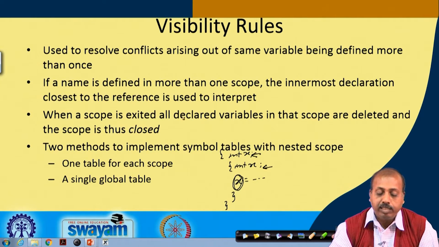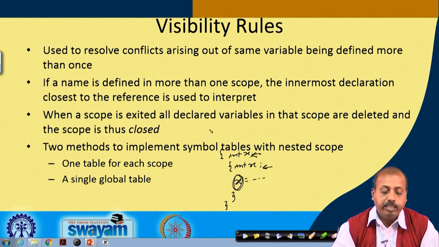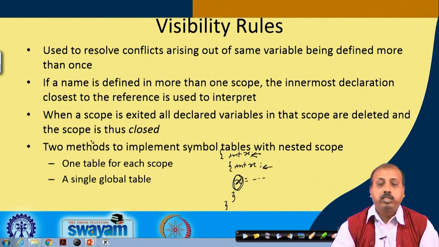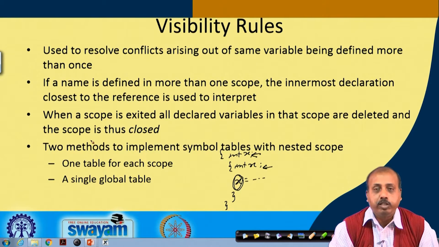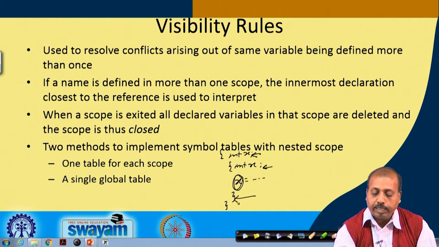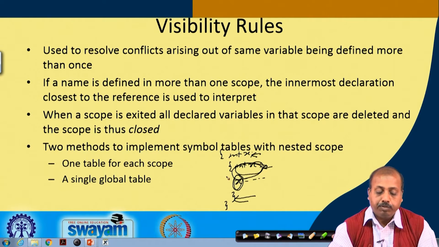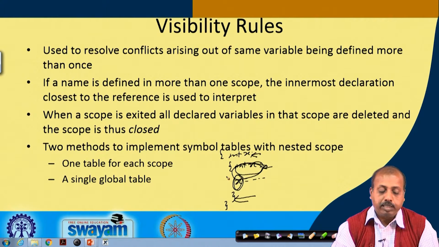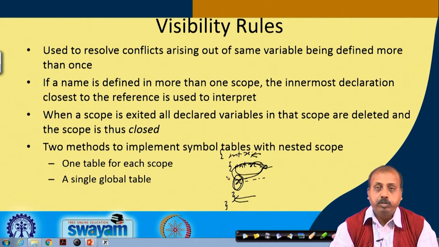When a scope is exited, all declared variables in that scope will be deleted and the scope will be closed. So, this scope is exited like, say, one procedure compilation is over. So, all the local variables for that procedure are no more visible, and as a result they can be closed. We can also have the situation that we are compiling and one block is over, so we come to the end of a block. At that point also, all the symbols that are defined in this block can be wiped off. That is called the closing of the scope. The scope is thus closed.